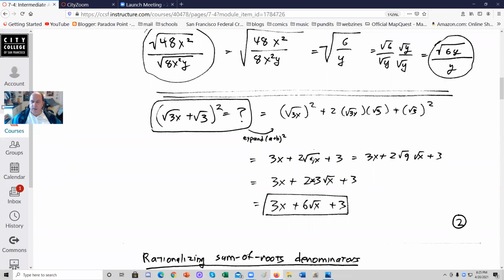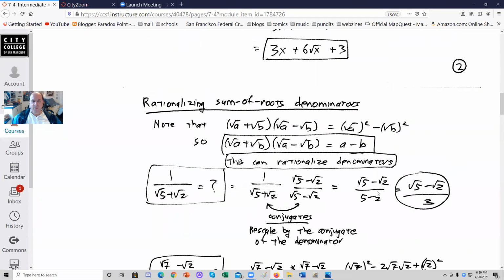This 9 is a square, so we pull it out. 3x plus 2 root 9 root x plus 3. Root 9 is a 3. 3x plus twice 3 root x plus 3. And so here we get in the end, 3x plus 6 root x plus 3 is the conclusion.